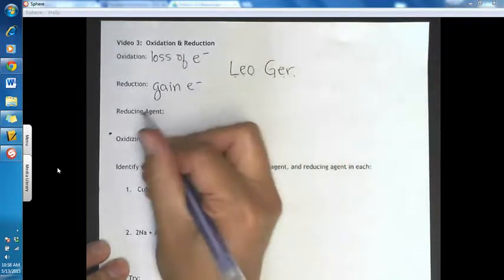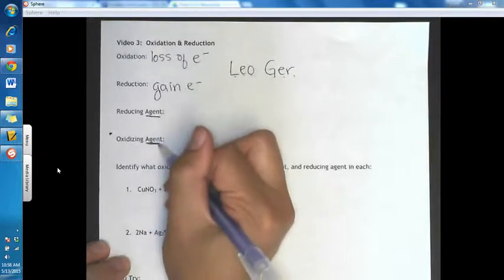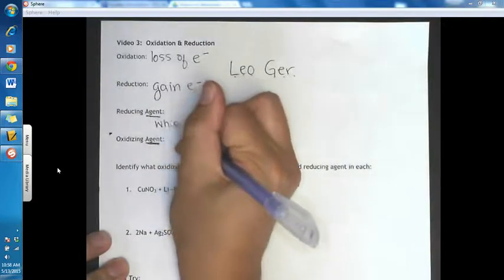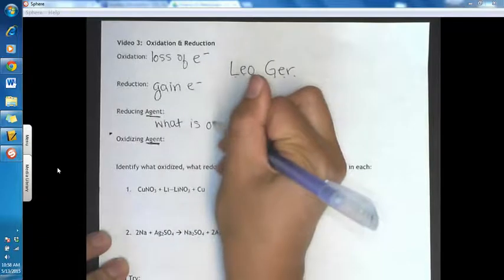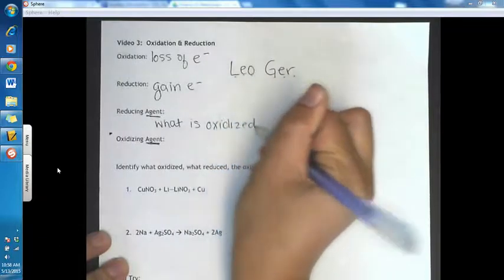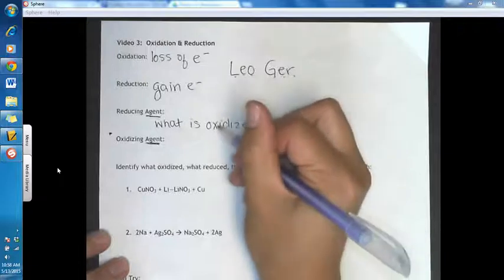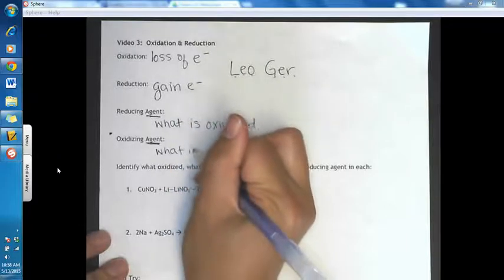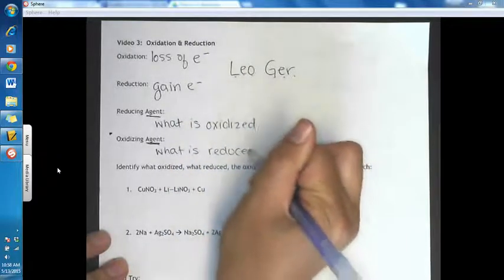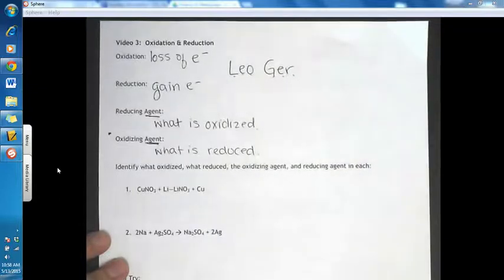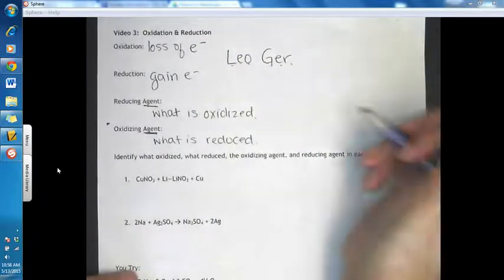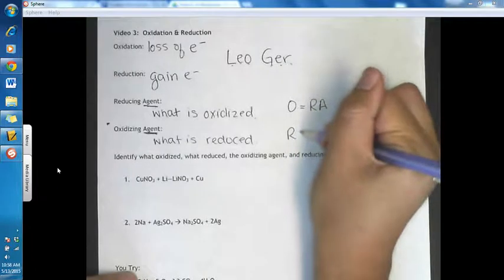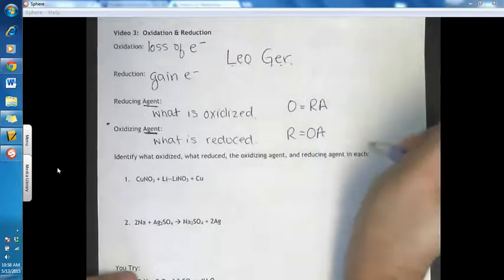So then we have things called reducing agents and oxidizing agents. So a reducing agent is what does the reducing. So the element that is oxidized got oxidized because it reduced the other element. Just like your oxidizing agent is what is reduced because it oxidized the other element. Okay, so I like to pair that oxidation goes with your reducing agent. What is reduced is your oxidizing agent. Okay, so they go with each other.